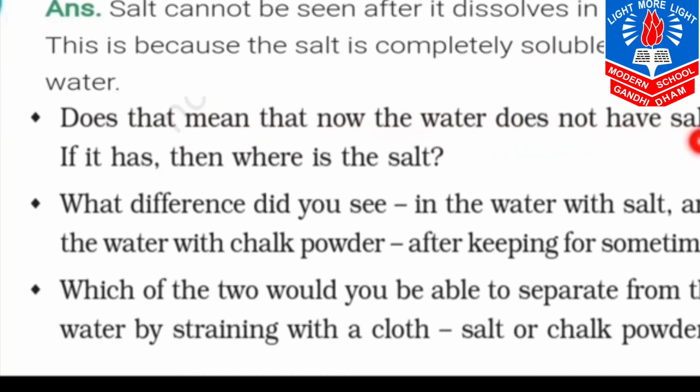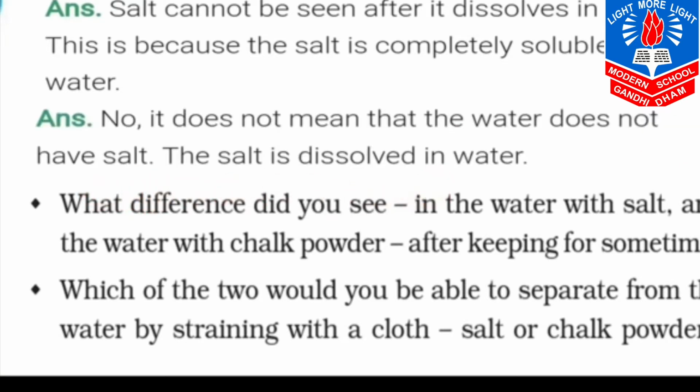Question is, does that mean that now the water does not have salt? If it has, then where is the salt? Answer for this is no. It does not mean that the water does not have salt. The salt is dissolved in water. क्या है? Salt properly mix हो गया पानी में अच्छे से.